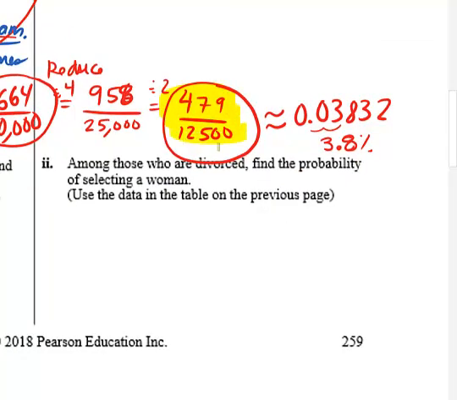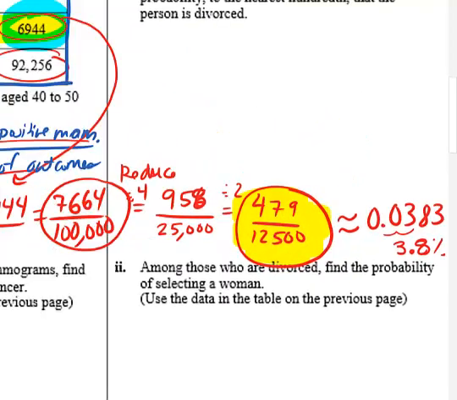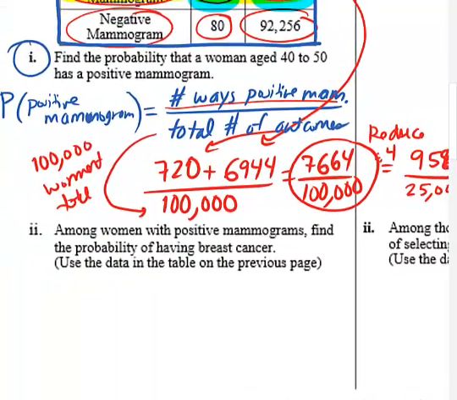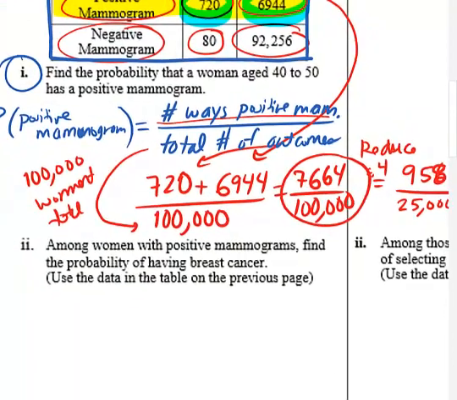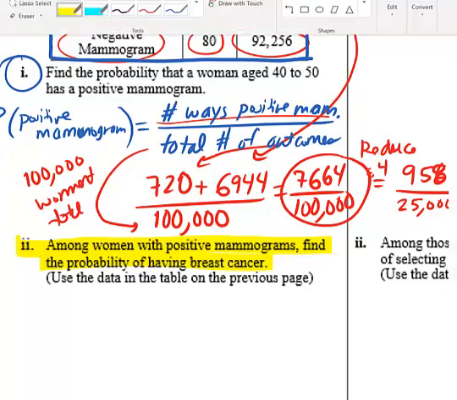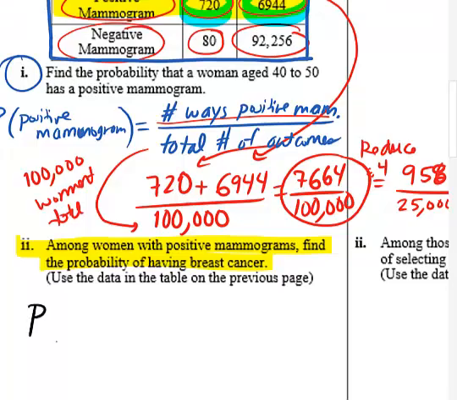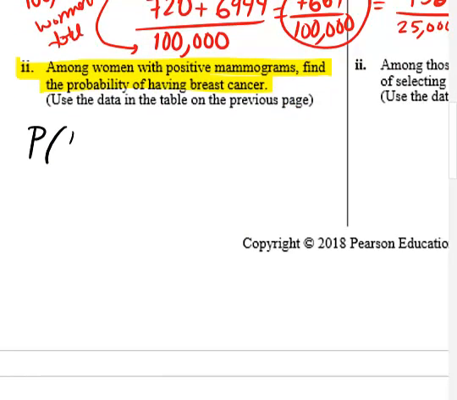But I think what they want is a fraction. So technically I'm going to leave my answer as a fraction, but just in case I want to wrap my mind around this problem, it'd be like a 3.8% chance. Okay, and then specifically now they're saying, among women with positive mammograms, find the probability of having breast cancer. So we want to know what's the probability of breast cancer if you had a positive mammogram.